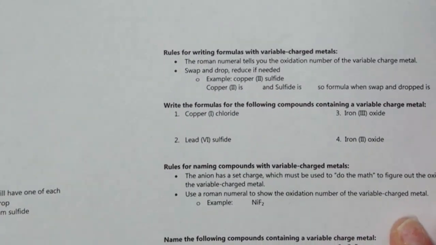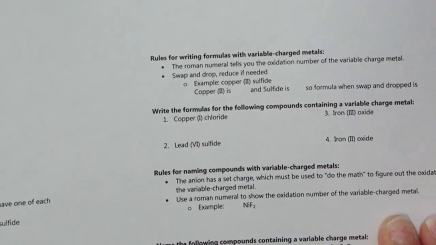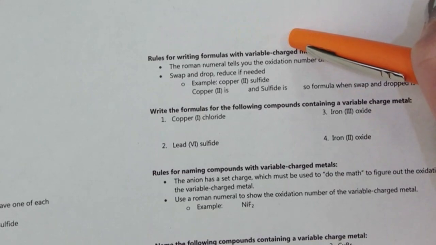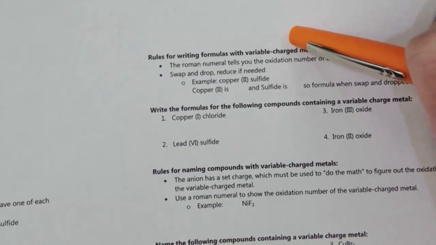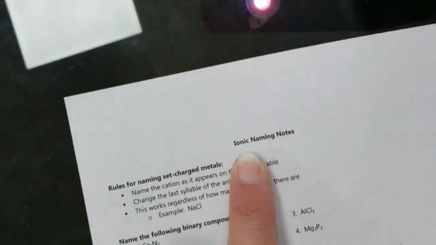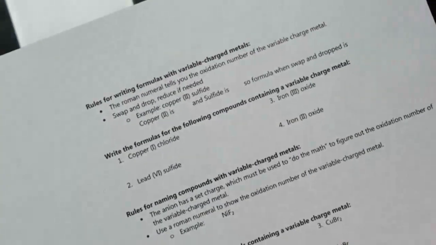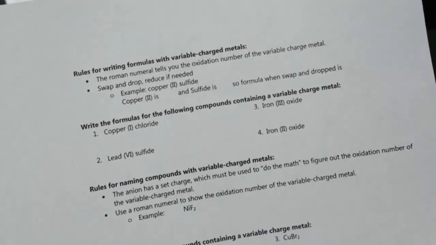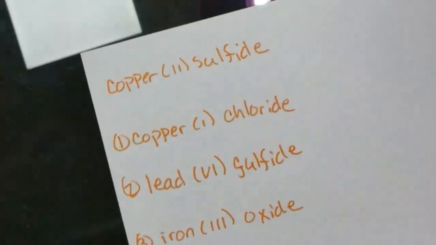All right, so today's lesson is going to be naming ionic compounds with a variable charged metal. So we are going to be on the second page of our ionic naming notes. All right, so what I've done here is I've just rewritten this page for us to look at.